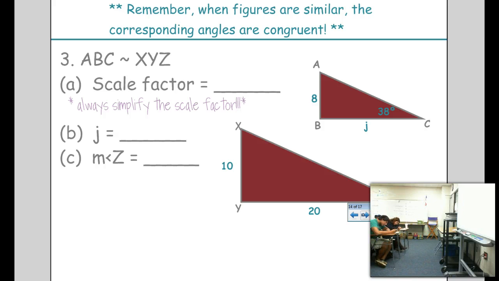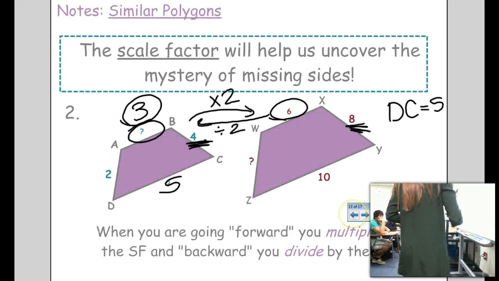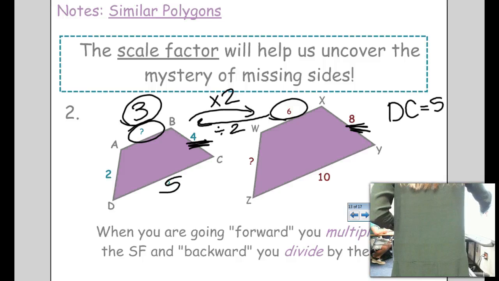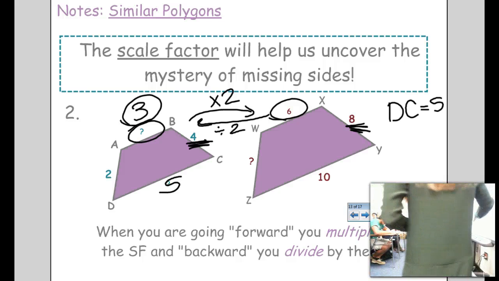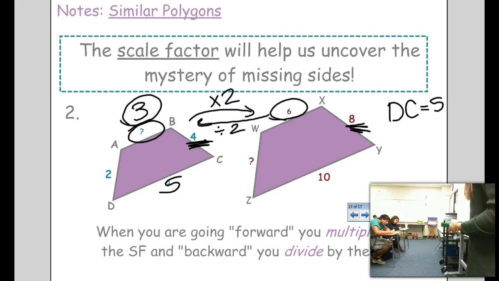Oh, wait, I was supposed to write. Oh, sorry. Did I have that on the slide? Sorry, guys. Kind of glazed over this. Okay, right here, down here. When you're going forward, you multiply by the scale factor, and when you're going backward, you divide by the scale factor. Forward, multiply, backward, divide. Thank you, Megan, for pointing that out. Okay, now I'm going to move on.